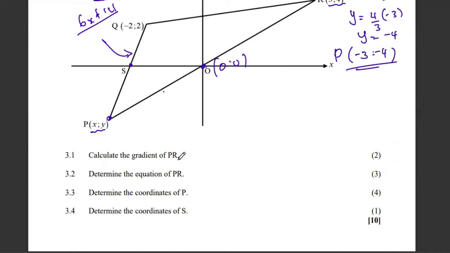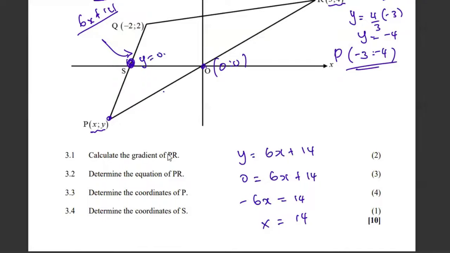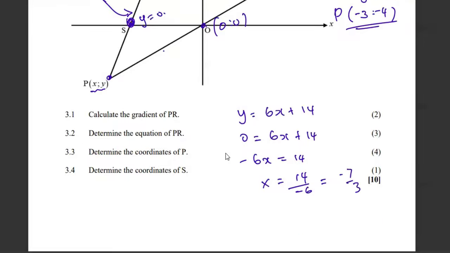3.4, determine the coordinates of S. You know that S is the x-intercept, and then at S, y will be 0. So from the equation, y is equal to 6x plus 14. If I replace y with 0, and then I move the 6 to that side, negative 6x is equal to 14, which means it's 14 over negative 6, which is negative 7 over 3. But since they want the coordinates, write it in coordinate form. Okay, so that is how we do it in that case.